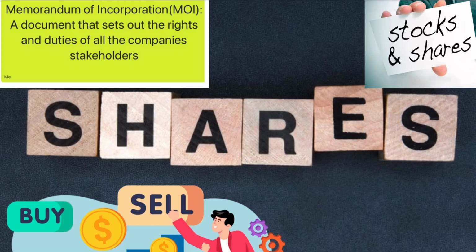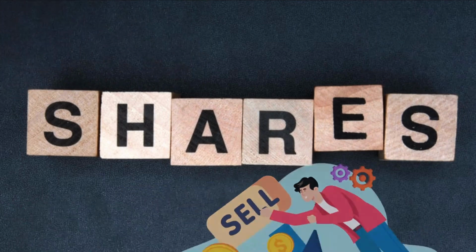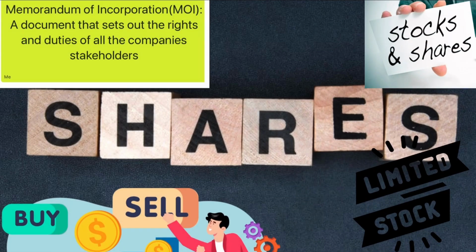The MOI might also allow for certain shares to be converted to other classes of shares under very specific conditions. And there are actually two major classes of shares, which are ordinary shares and preference shares. But for the purpose of this video, we will focus on ordinary shares. And throughout grade 12, you will actually not learn about preference shares nor be tested on them.